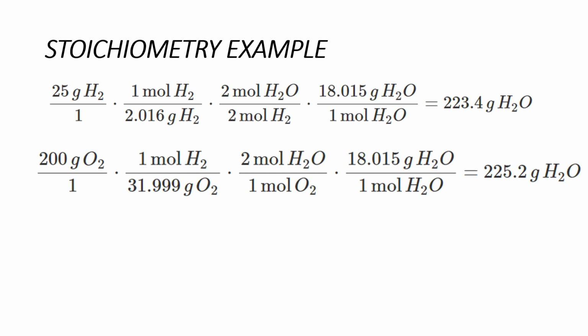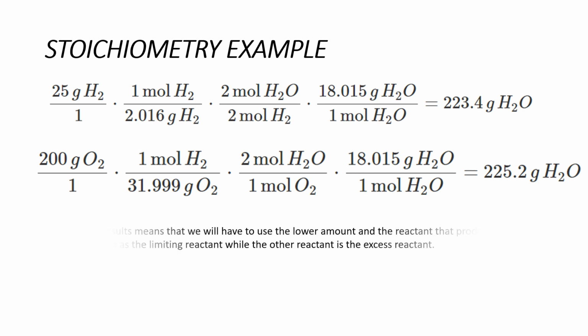And you may be like, hey, these are pretty similar. And yeah, I did kind of make the problem that way. But we have two answers, two productions of H2O. So what is our answer? Two different results means that we'll have to use the lower amount. So in this case, we're going to be using 223.4 grams of water.